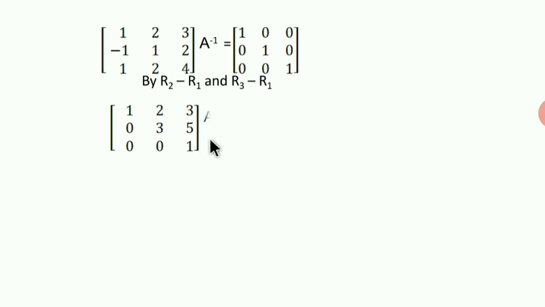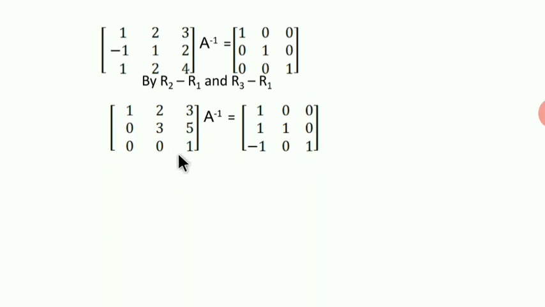A inverse is equal to the same transformations applied on the RHS. So first row as it is, 1 0 0. There is a change in the second row, R2 plus R1. So 0 plus 1 is 1, 1 plus 0 is 1, 0 plus 0 is 0. Now R3 minus R1. So 0 minus 1 is minus 1, 0 minus 0 is 0, 1 minus 0 is 1.